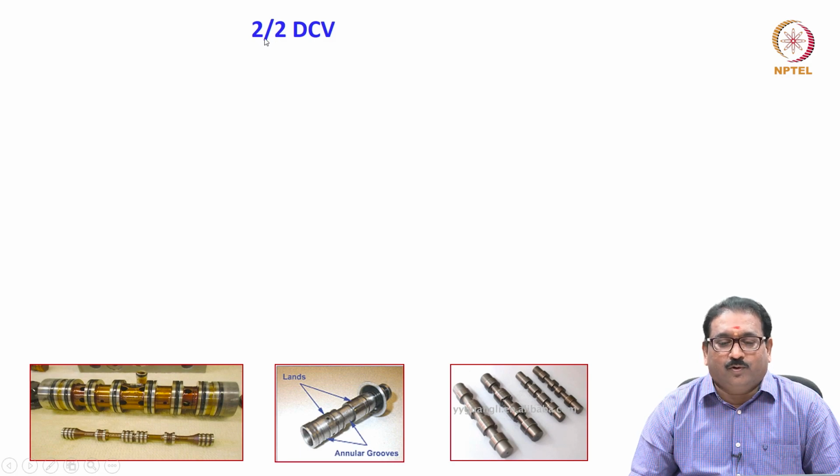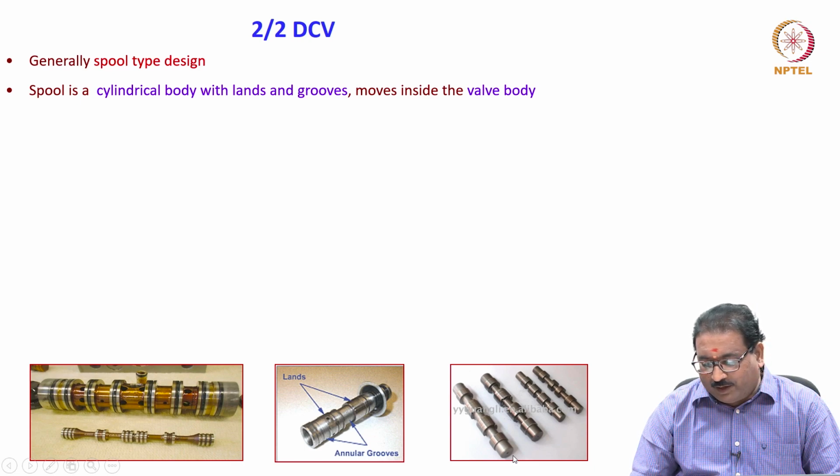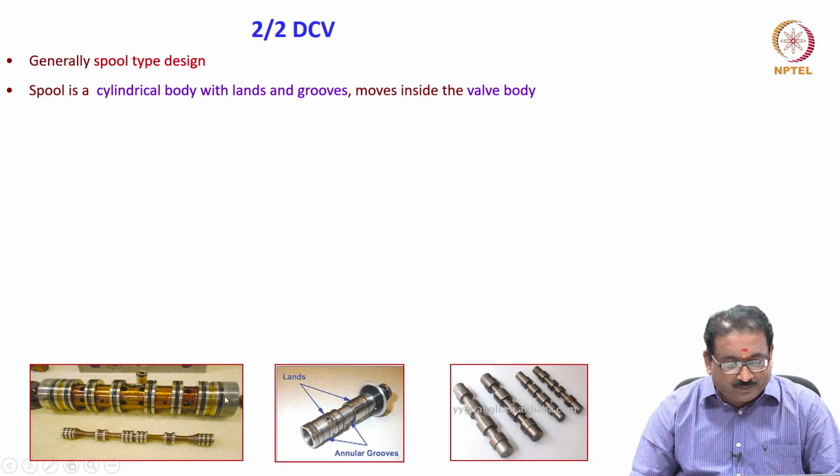Next, move on to 2 by 2 DCV. What is this 2 by 2 DCV? What is 3 by 2? What is 4 by 2? What is 5 by 2? Generally, these are spool type designs. A spool is a cylindrical body with lands and grooves. You will see here, the bigger ones are called lands, and these are called grooves. It is a cylindrical body with lands and grooves that moves inside the valve body or a sleeve. This is the spool, this is the sleeve.